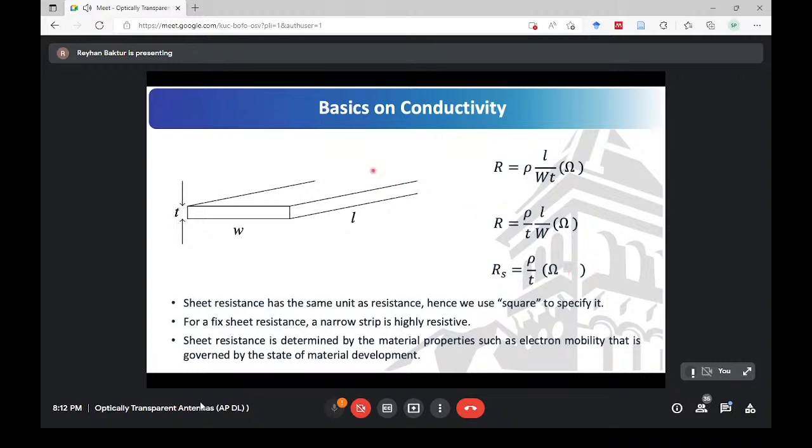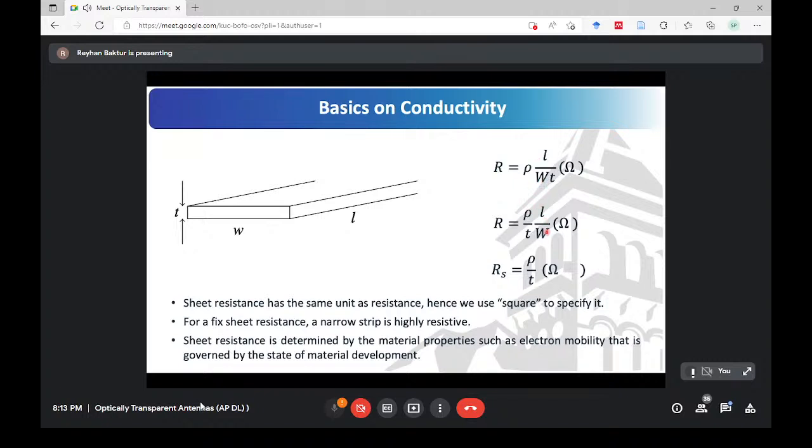So anyway, before we move on to the next subject, let's take a very quick look at some basics. If we have a sheet like this with width W, thickness T, and length L, the resistance along the length is rho times length over the thickness times the width, right? So the length over the cross-section area. The more cross-section area you have, the less resistance you have. The longer the wire, the longer the sheet, the more resistance we have. So we are familiar with that.